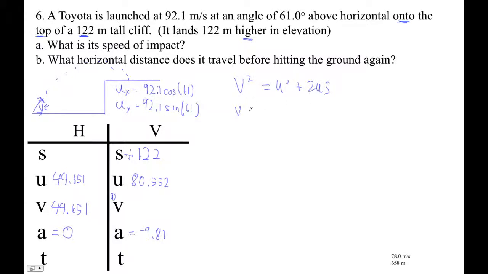V is the square root of 80.552 squared plus 2 times negative 9.81 times positive 122. If you look, this term, 80.552, when squared, had better be bigger than all of that multiplied together, because if it's not, the cliff's too high. Let's see what it does. I type square root, left parenthesis, and since I stored this value in B, I just use alpha B, but you could type 80.552. Plus 2 times negative 9.81, so don't forget the negative there, times positive 122, right parenthesis. I'm going to store that in C. It's 63.993.